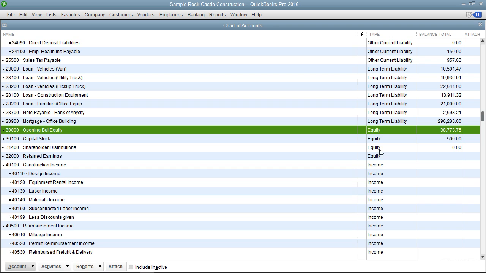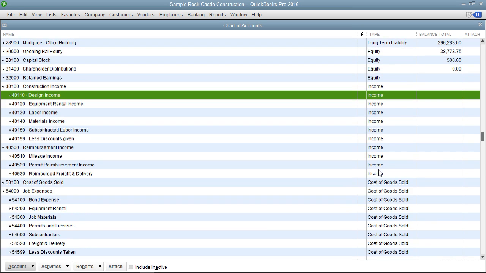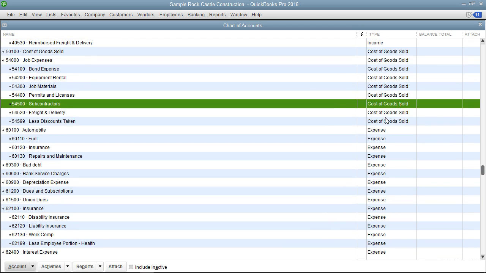Now, the profit and loss accounts include the income accounts, which are used to track the income generated by your company, and the expense accounts, which are used to track where your company's money was spent.